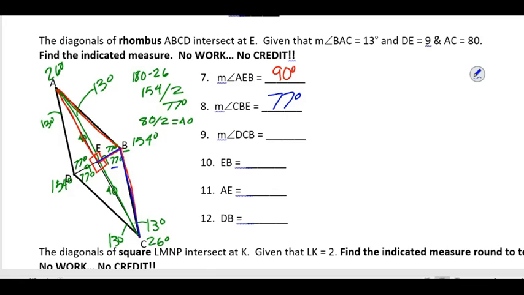And then DCB is all of that down there, so that's our 26. All right, then EB is right here, and we said that was 9. AE was this part right here. We said that was 40. And then DB was that whole length, so that would be 9 plus 9, which is 18.